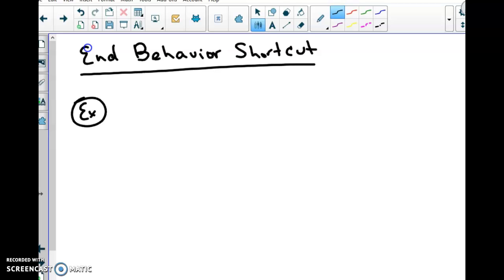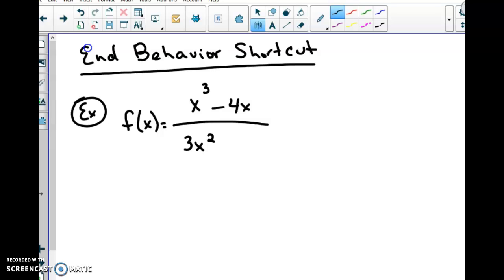So let's say my function is x cubed minus 4x divided by 3x squared plus 6. Now, this is a trick in calculus, so it's a good trick for you guys to start using. If we're trying to figure out our end behavior, most people don't know what x cubed minus 4x over that looks like. But we can use a shortcut.